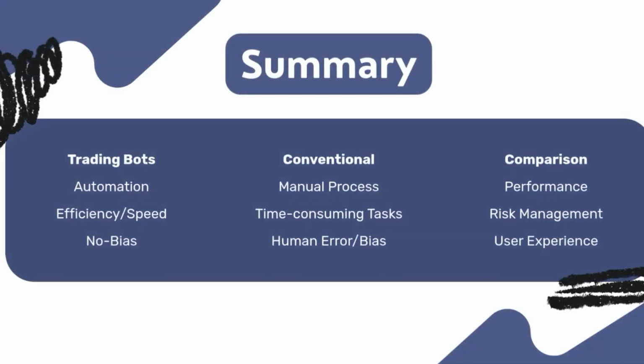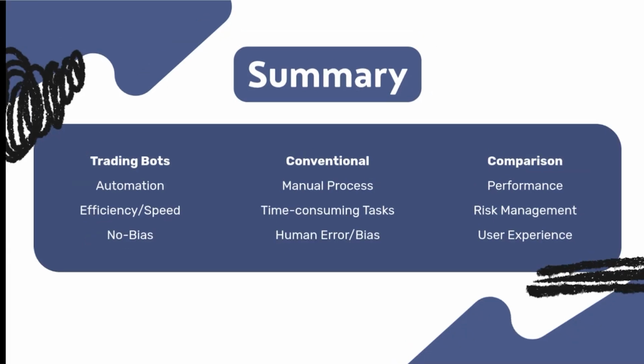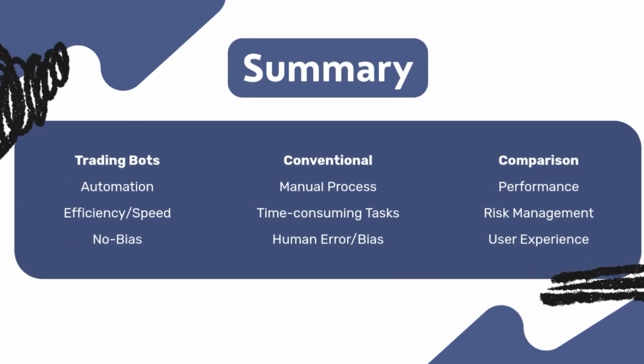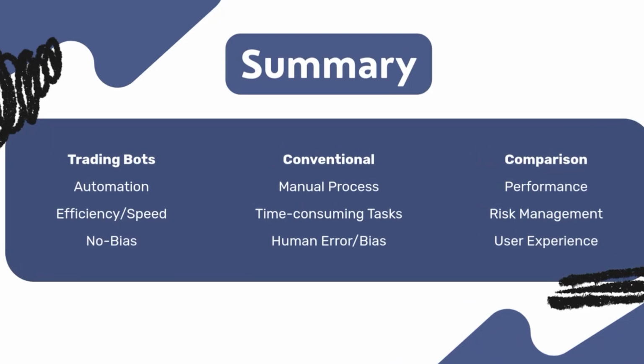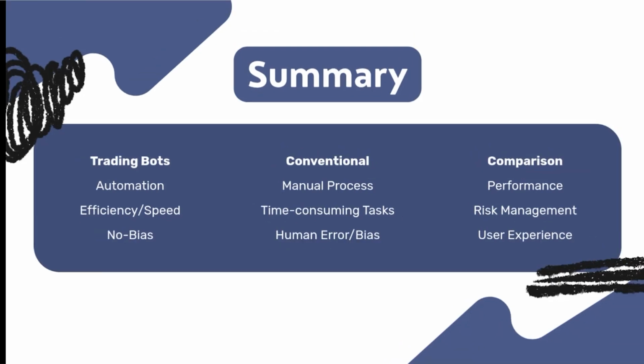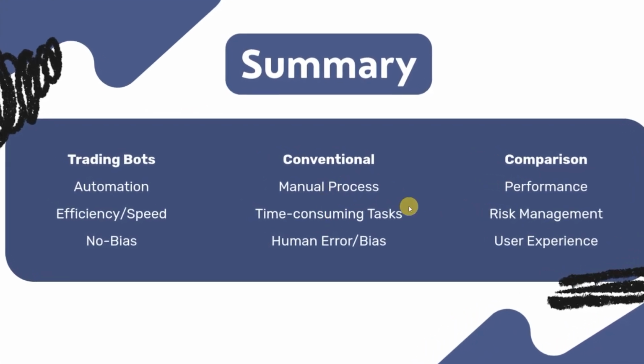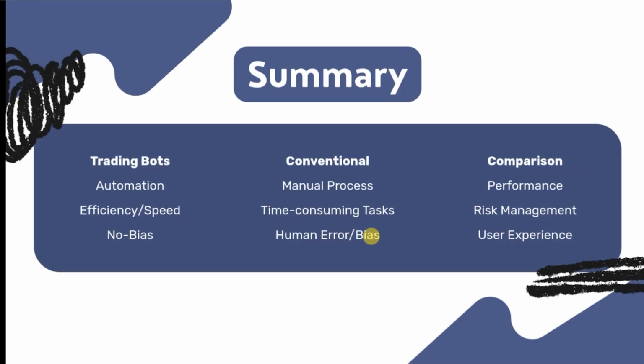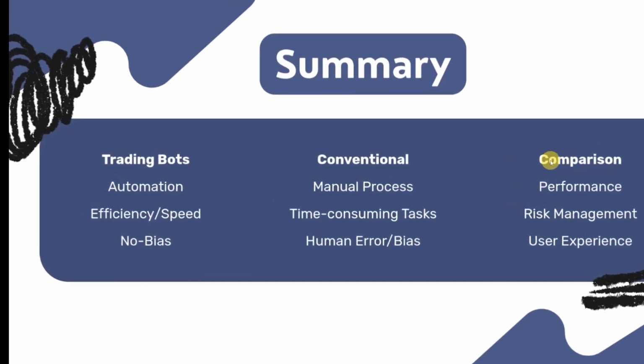Trading bots offer automation, efficiency, and speed. They don't introduce bias like a human will. A human will always introduce bias. It's really hard to train that bias out of you. More experienced traders can get there with conventional practices, but again, it's going to be a manual process. It's very time consuming. Sometimes it can take weeks to get a trading setup just to spot a good opportunity. And there's also human error, and you can't get rid of that bias.